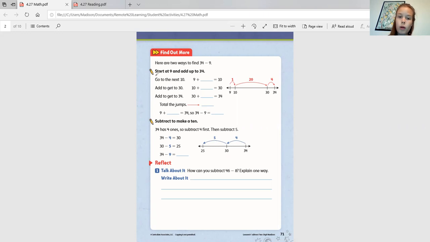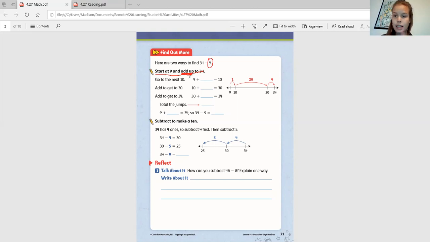So one way that we're going to solve subtraction problems is adding up. Like it says right here, adding up. So let's go through the steps that it has for us so we can figure out the new strategy of adding up to figure out 34 minus 9. So we're going to start when we add up with the number that we are subtracting. So we have 9, so we're going to start with 9.